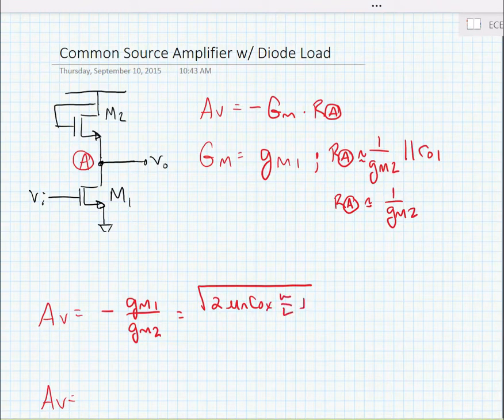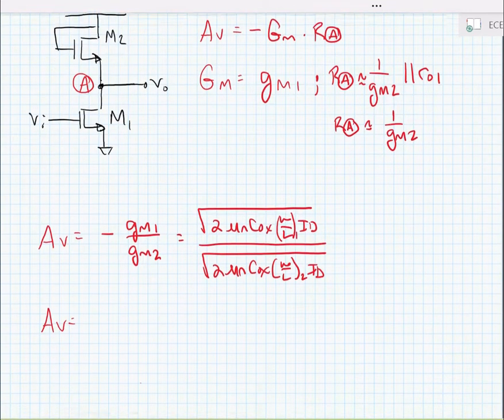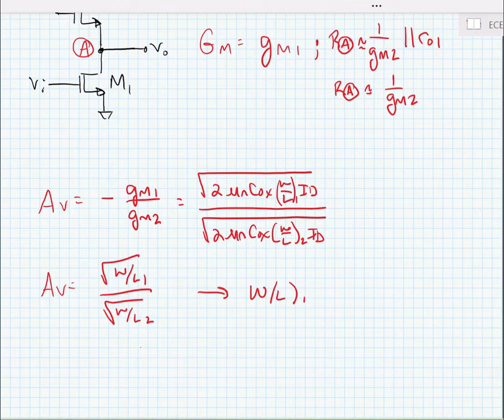Or we can write this in the form of the square root of 2 mu n C ox W over L 1 times ID, divided by the square root of 2 mu n C ox W over L 2 times ID. Now here we can see that the voltage gain is proportional to the square root of W over L1 over the square root of W over L2.